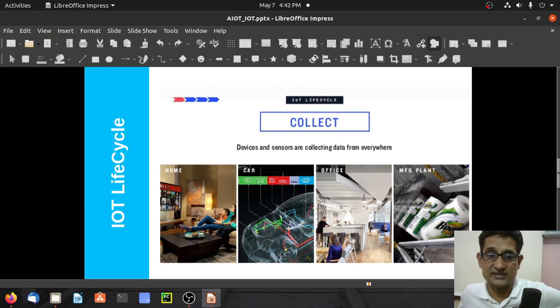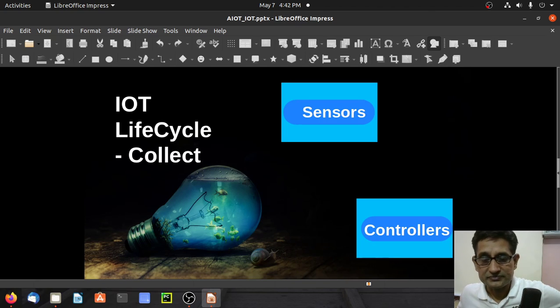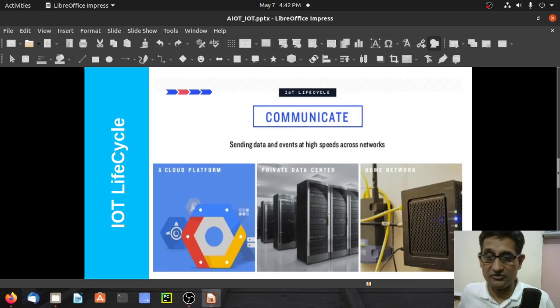Once data collection happens, this data can be your home data, a car data, office data, whatever. I mean, they are everywhere, right? And you collect the data through sensors and controllers. To keep the lecture very simple, I will not go into defining what controllers are. Probably that may not create interest for some of us.